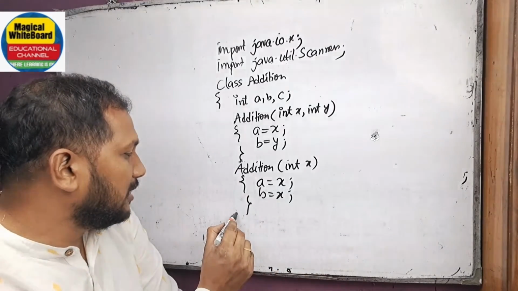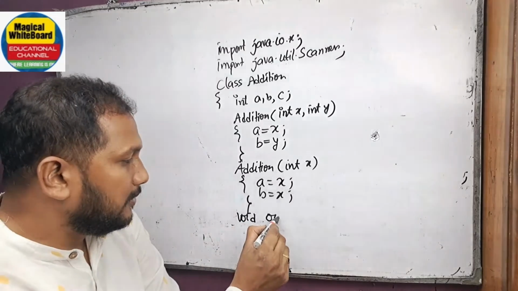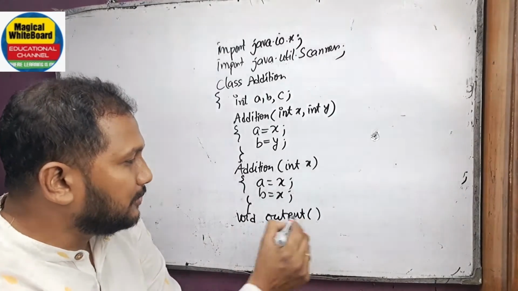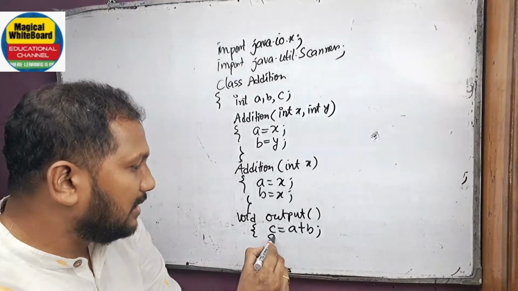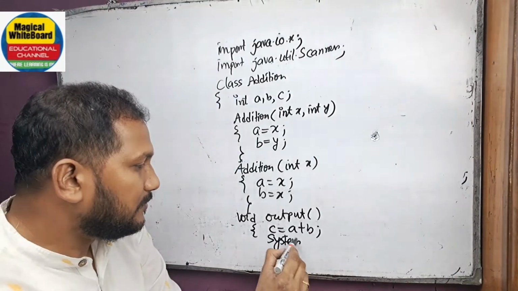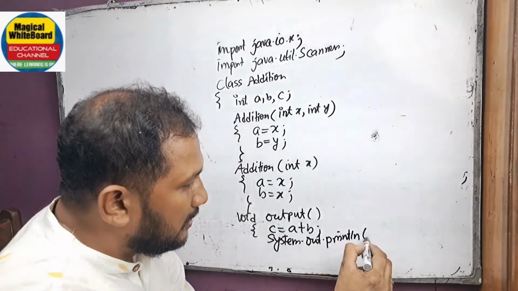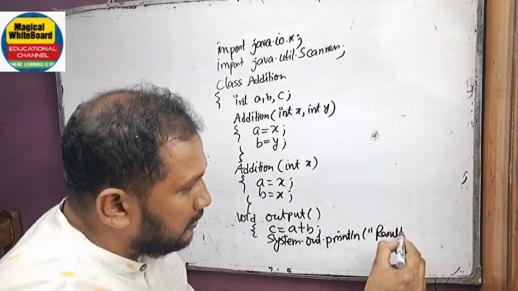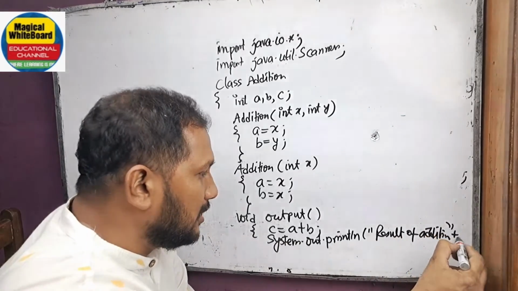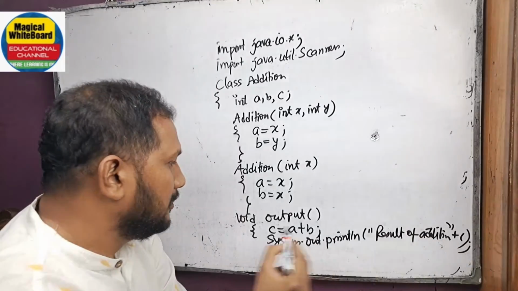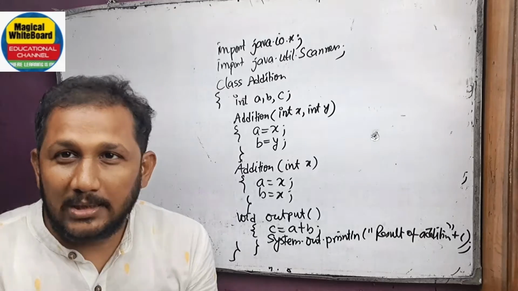Now suppose there is a function void output, which is used to add two numbers, c equal to a plus b, and print the result. System.out.println, result of addition plus c, and this is the end of the class. Now the class is created.